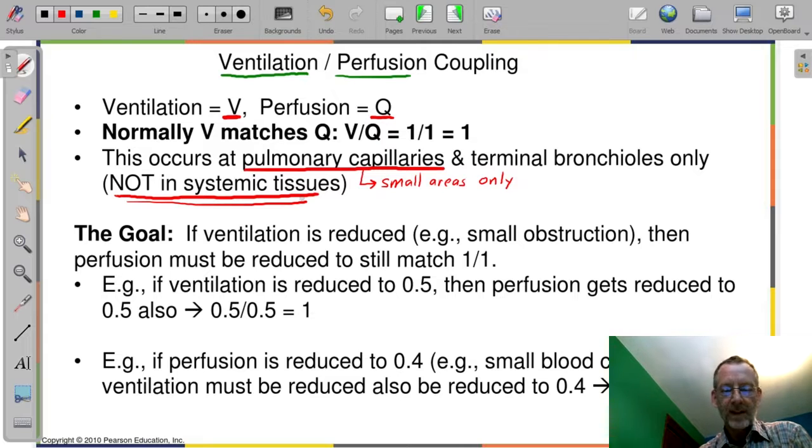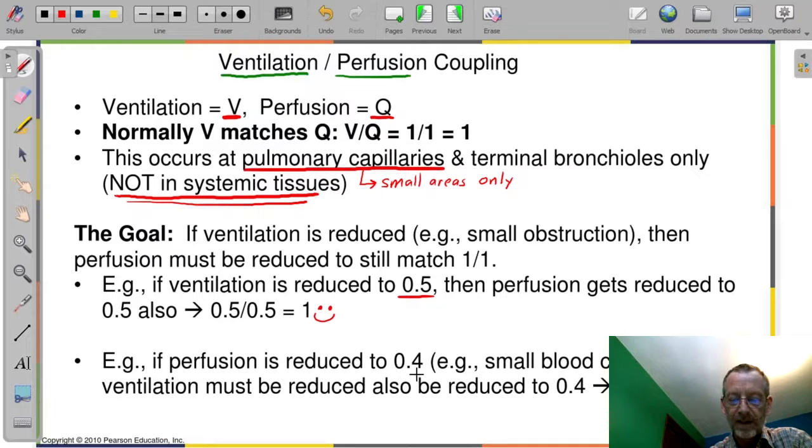So the goal, as I mentioned before, if ventilation is reduced, perhaps it's a small obstruction in the airway, then perfusion must be reduced. And what you're after is sort of a one-to-one relationship. So for example, if ventilation is reduced, let's say to 0.5, then perfusion gets reduced to 0.5 also. We have 0.5 over 0.5, and we still have 1. So everything's good, assuming the obstruction is not significant. But that's the goal, that's the idea.